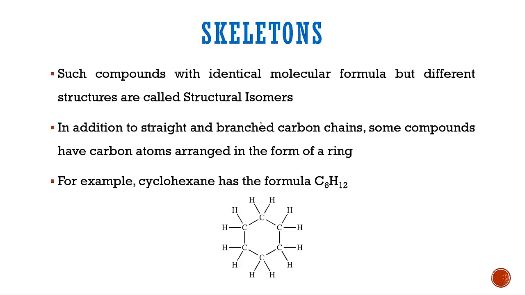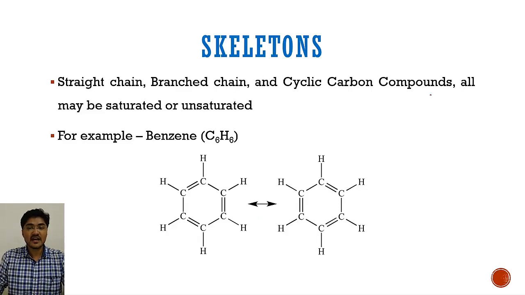In addition to straight and branched carbon chains, some compounds have carbon atoms arranged in the form of a ring, and that we have already seen in lecture 1. For example, cyclohexane has formula C6H12 and all the valencies of carbon are balanced here. Straight chain, branched chain and cyclic carbon compounds all may be saturated or unsaturated in a skeleton. That is, there can exist a single bond, double bond or a triple bond depending on the molecule. An example of this is benzene, that is C6H6, and this is a resonating structure of benzene that we will be studying later on.